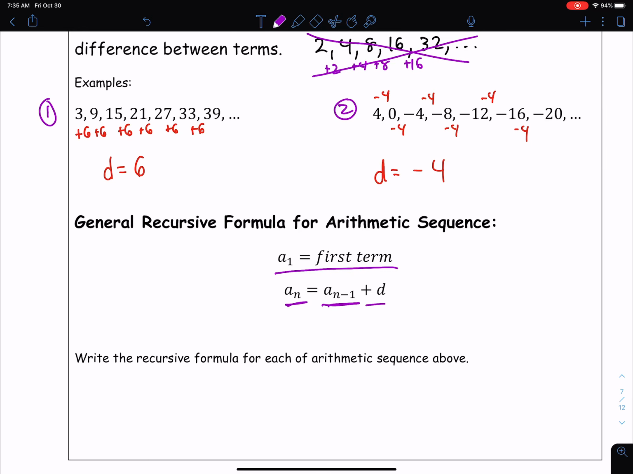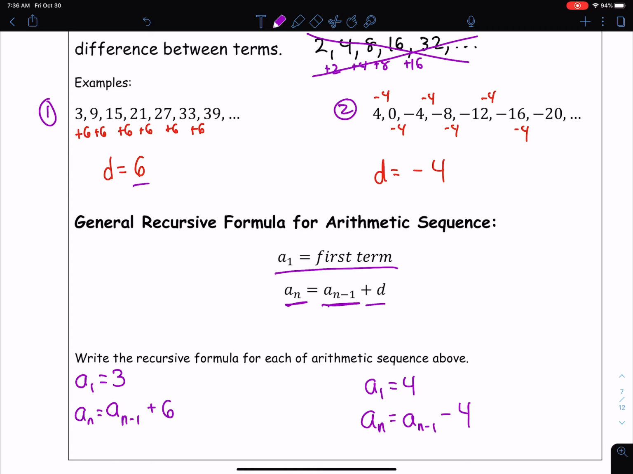Well, for example 1, we first state our first term. So our first term is 3, so I'd say A1 is 3. And then let's state our rule. So a of n, the nth term, is equal to the previous term, a of n minus 1, plus our common difference. And our common difference for the first one is 6, so we plus 6. And how about number 2? Well, our first term here is 4. And then what's our common difference? We're subtracting 4 each time. So our rule would be the nth term is equal to the previous term minus 4 in this case, because we're subtracting 4.